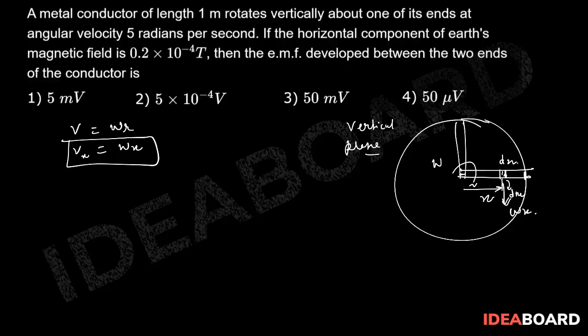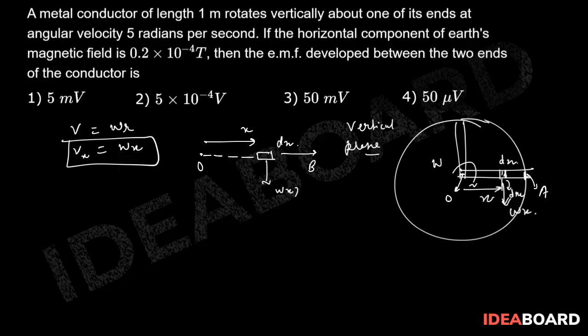Now this is the velocity of this small element dx, which is omega x, and the horizontal component of the magnetic field is like this, which I am taking as B because of Earth's magnetic field. Now they are asking the EMF developed. Of course the rod will have one point O here and another end A here. This dx is x distance away from O.